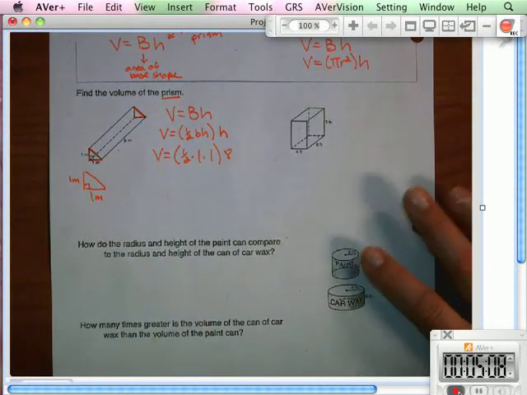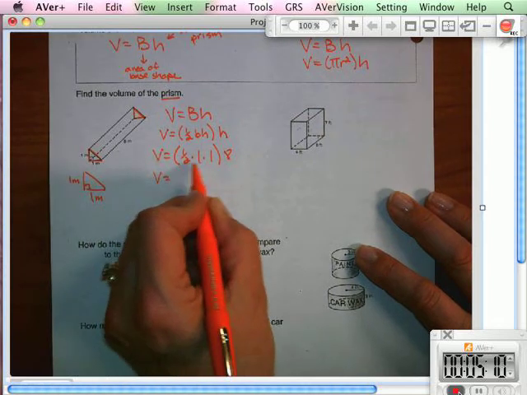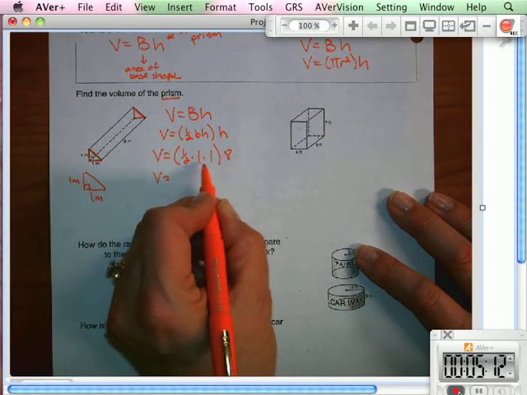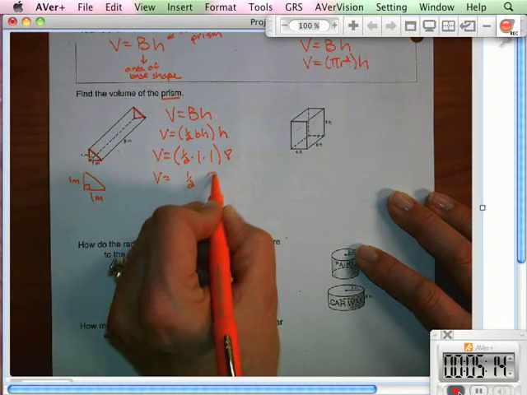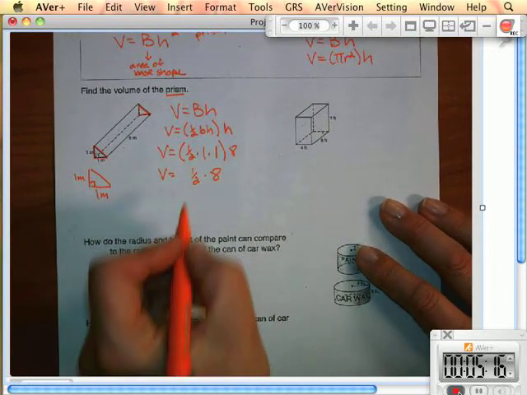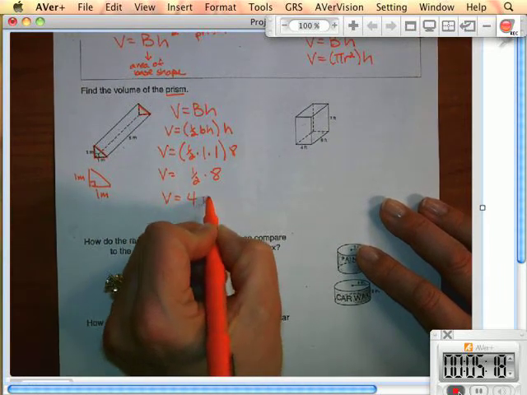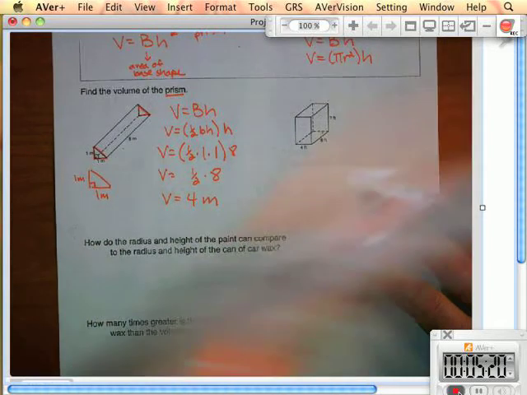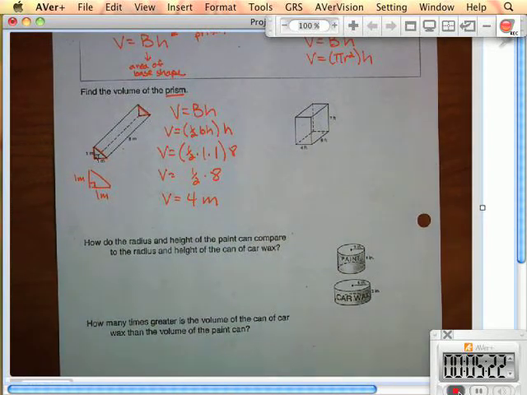Now you just got to do the math. Half times 1 is half, times 1 again is half, times 8. 4. So 4 meters, we're talking 3-dimensional here. We're talking everything that fills up the inside of this. 3-dimensional, so it would be meters what? Cubed.